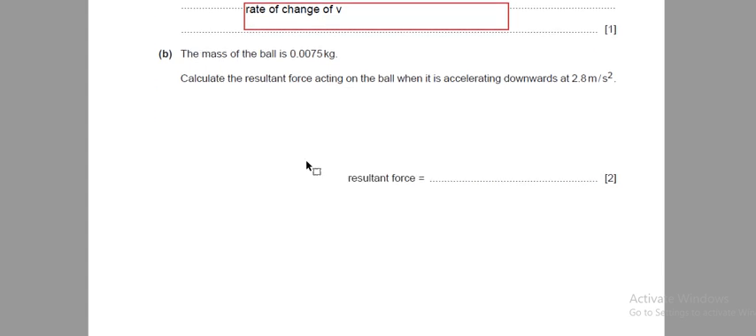The mass of the ball is 0.0075. Calculate the resultant force when it is accelerating downward at 2.8. So F equals m times a, which is 0.0075 times 2.8.